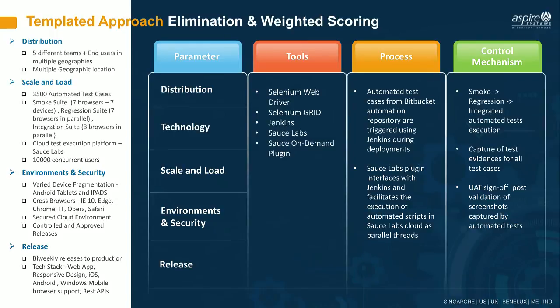So here the landscape is something like this, wherein it had to play with 5 different geographies, and the end users were pretty much distributed across geographies, and the end user base was pretty high, around 10,000 concurrent users.